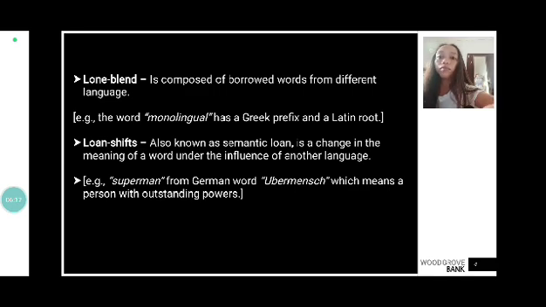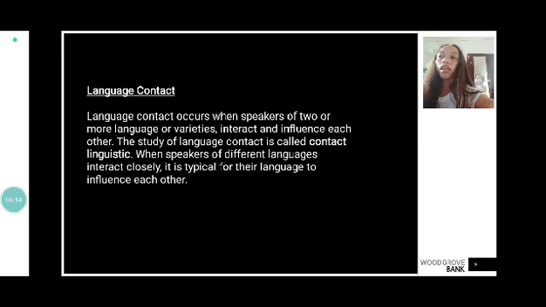Moving forward, to language contact. Language contact occurs when speakers of two or more languages or varieties interact and influence each other. The study of language contact is called contact linguistics.